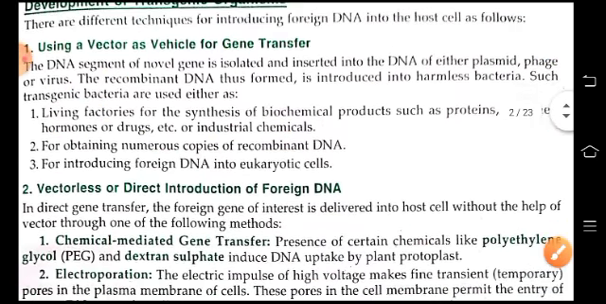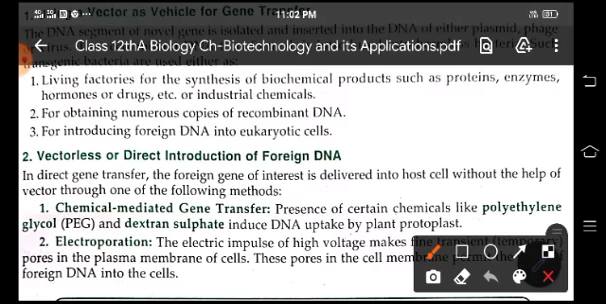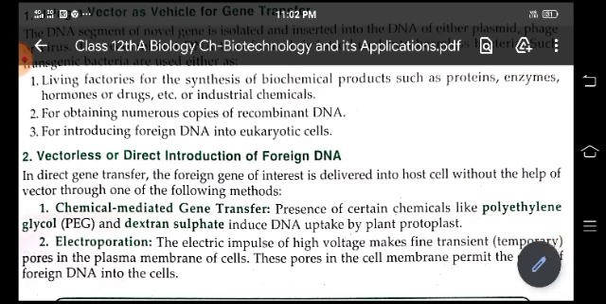Now, number two is vectorless or direct introduction of foreign DNA. So, here no vector is required. In direct gene transfer, the foreign gene of interest is delivered into host cell without the help of vector. And it can be done by following methods like chemical mediated gene transfer. Now, presence of certain chemicals like polyethylene glycol or PEG and dextran sulfate induce DNA uptake by plant protoplast.